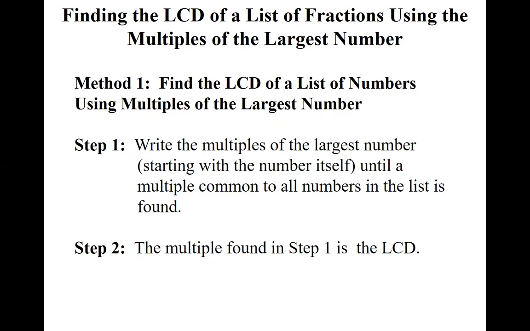Now, we know how to add and subtract fractions as long as they have the same number on the bottom, as long as they have a common denominator. But there are plenty of fractions out there that don't have the same denominator. So our first step towards being able to add or subtract those fractions is being able to find the least common denominator, the LCD, of a list of numbers.